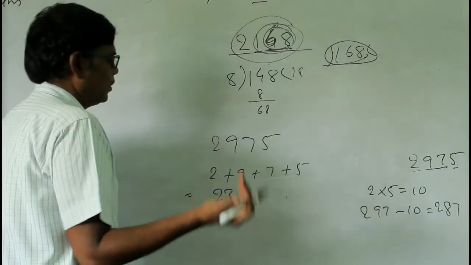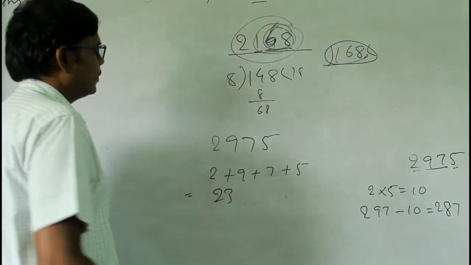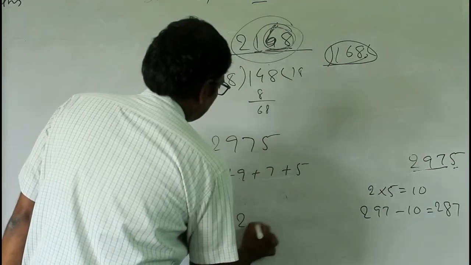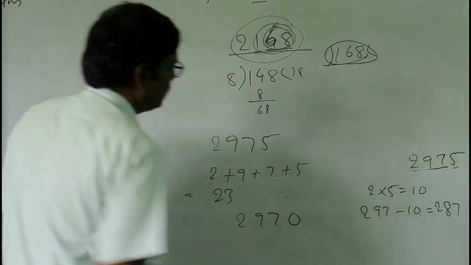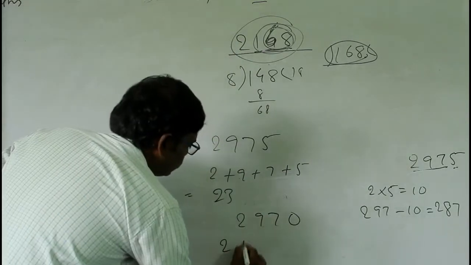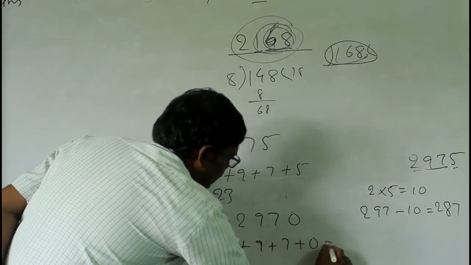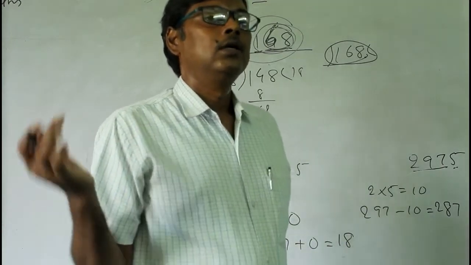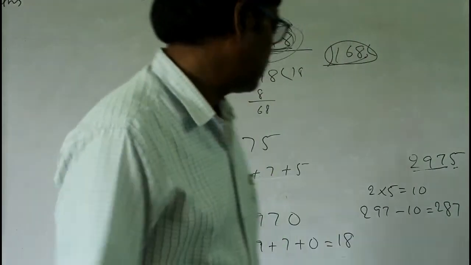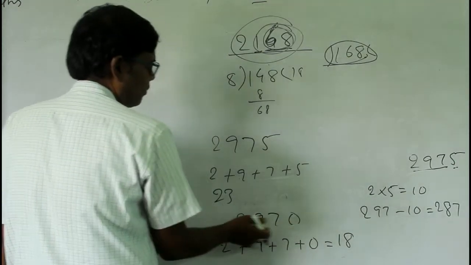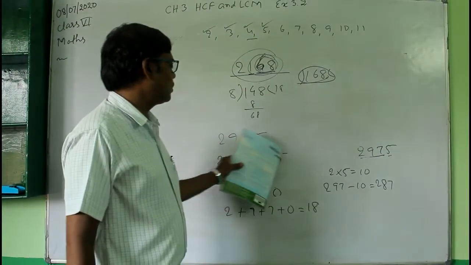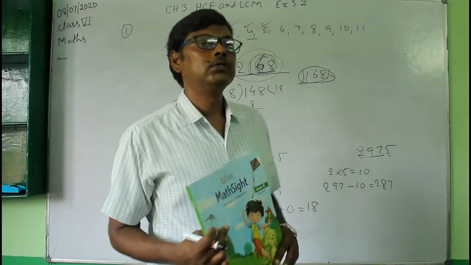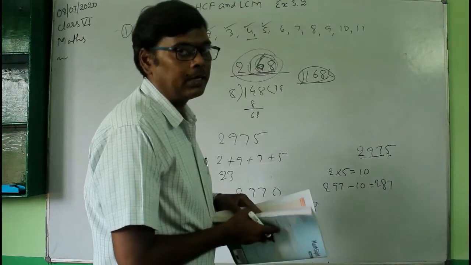Now suppose you want to make it divisible by 9, take another number. Right here that is 2970. This number will be divisible by 9. Why? Now 2 plus 9 plus 7 plus 0, how much will it be? It will be 18. Now see that 18 is divisible by 9, and therefore this number is divisible by 9. And here see that the earlier number is not divisible by 9 because the sum of the digits is not divisible by 9. Okay, is it clear?